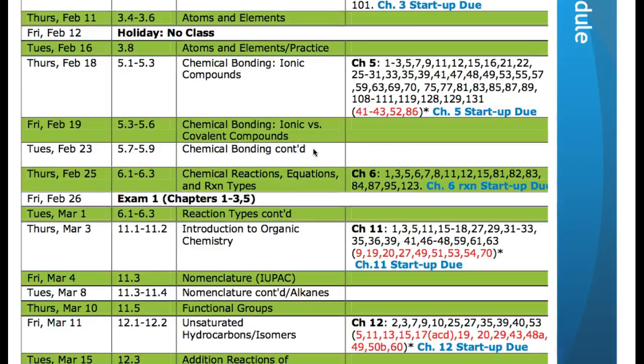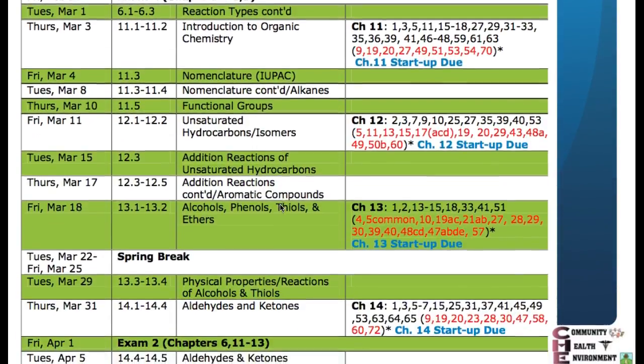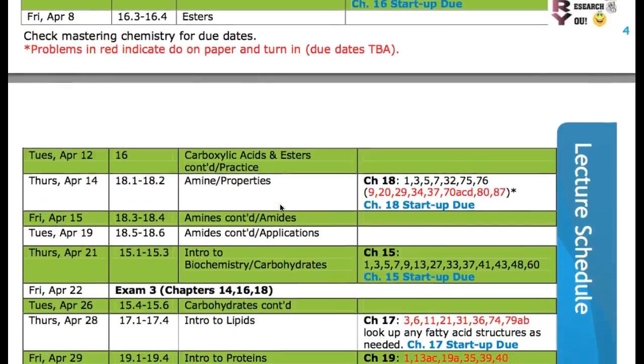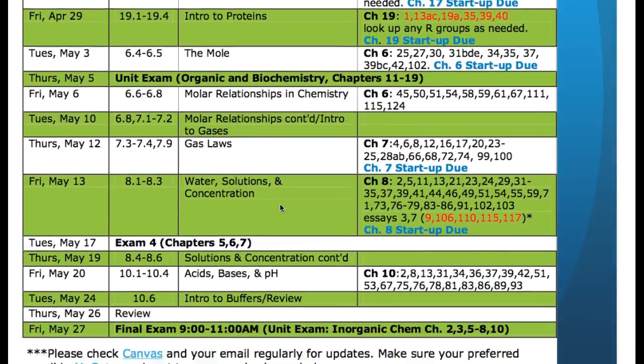One thing I recommend doing is putting all of the exam dates in your phone calendar so you have those ahead of time. Maybe set a week or two reminder for yourself for when those exam dates are. Okay, so you have all of that.